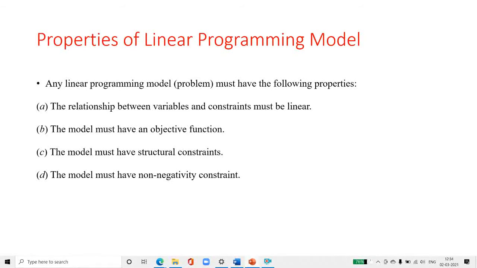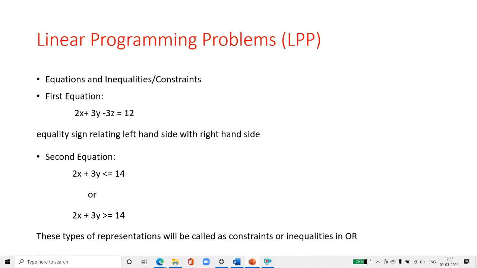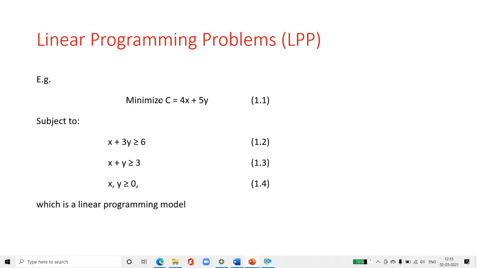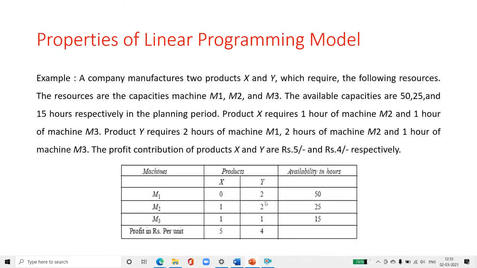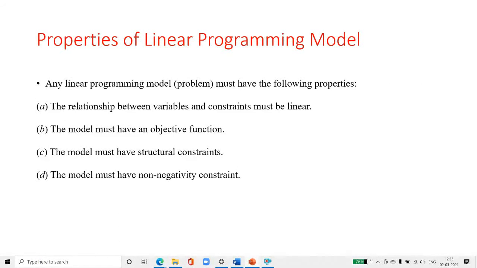Next, what are the different properties of a linear programming problem? Any linear programming problem must have the following properties. First, the relationship between the variables and constraints must be linear. Second, each model must have an objective function. Then the model must have the structural constraints, and the model must have a non-negativity constraint. So in this example, we have an objective function, structural constraints, and non-negativity constraints for solving linear programming problems.